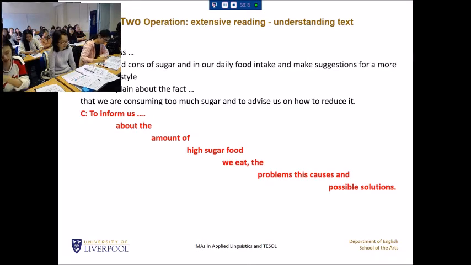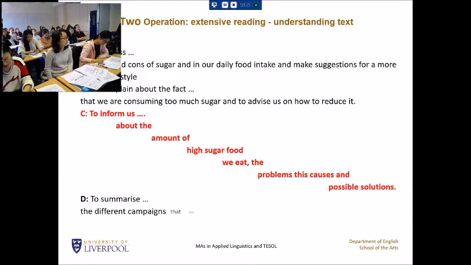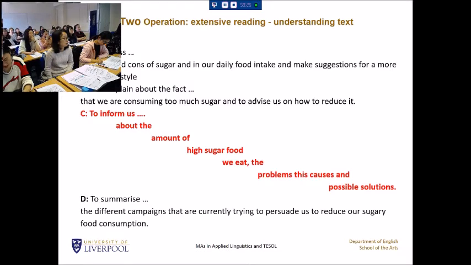Right, and there's another false one afterwards, which I think is D. To summarise, and one person had a very good idea. This is a useful technique. Of course, this is not completely false. To summarise different campaigns that are currently trying to persuade us to reduce our food consumption. This is not completely false, but it only occurs in one or two paragraphs at the end. It doesn't capture the entire text. So that's why this is wrong. It focuses only on one paragraph.